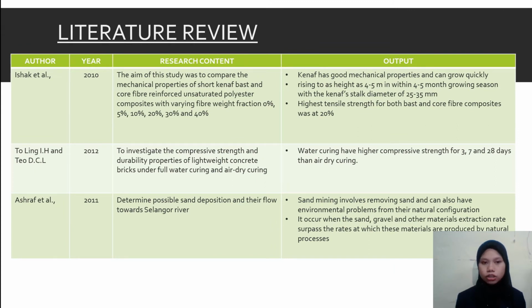From Ishaq et al., the research is to compare the mechanical properties of short Kenaf bast and core fiber reinforced unsaturated polyester composite with varying fiber weight fractions of 0, 5, 10, 20, 30 and 40%. The output is Kenaf has good mechanical properties and can grow quickly, rising as high as 4 to 5 meters within 4 to 5 months of the growing season, with a Kenaf stalk diameter of 25 to 35 millimeters. And the highest tensile strength for both bast and core fiber composite was at 20%.